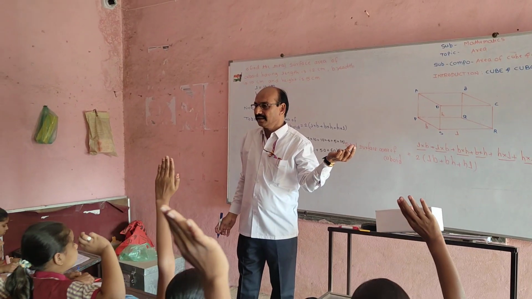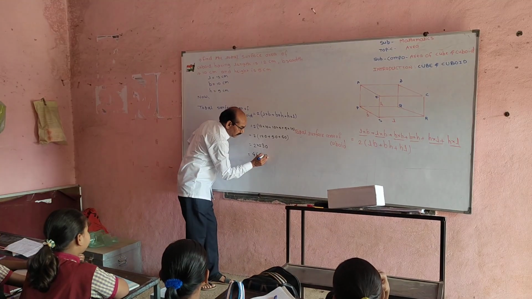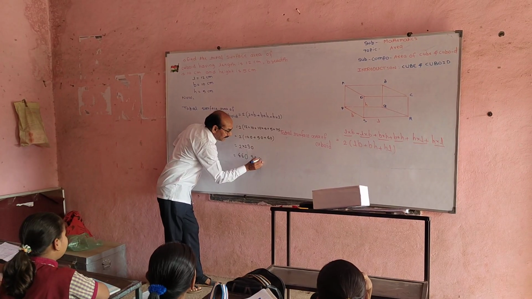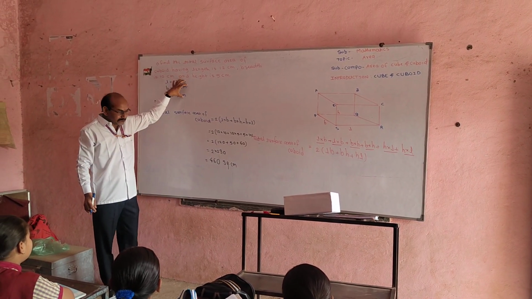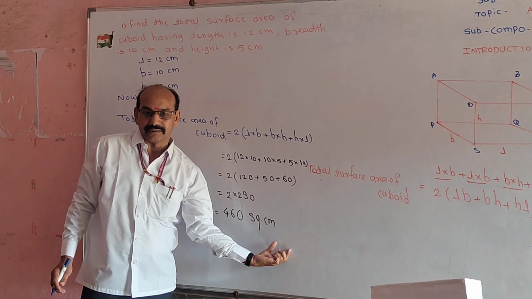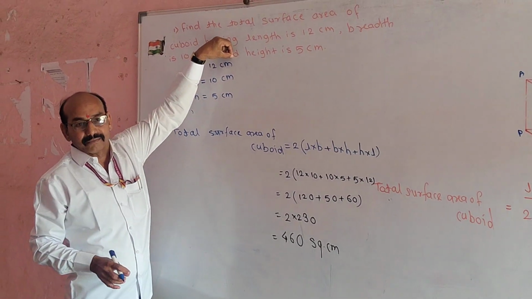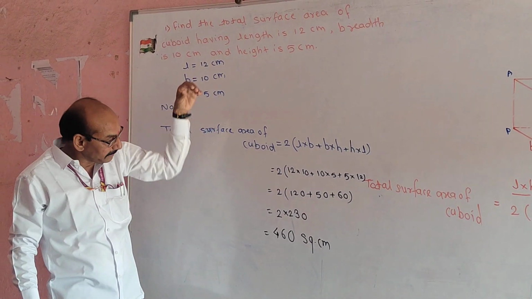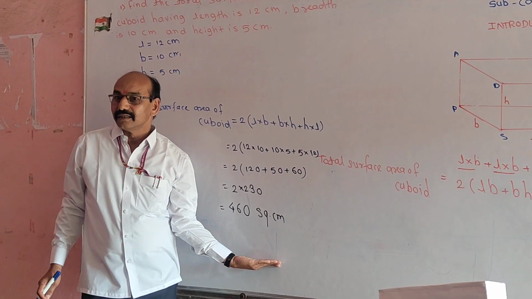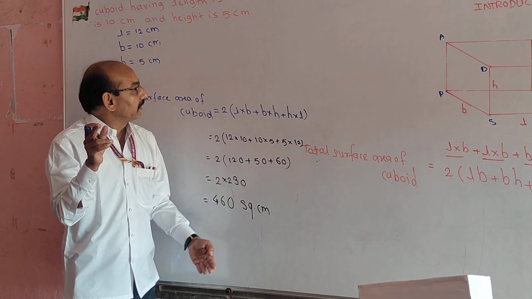And the unit of area is square centimeter, because the length, breadth and height are given in centimeter, so its unit is square centimeter. For example, if the length is 12 meter, breadth 10 meter and height 5 meter, then its unit is square meter. Yes.